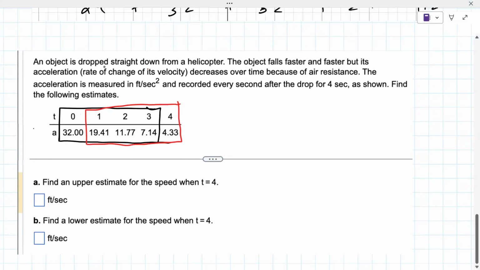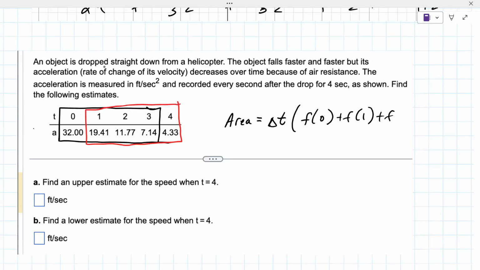Okay, so here's how this works. The area, which is what we're trying to find, is the width, in this case delta t, times the functional output. So like f of 0 plus f of 1 plus f of 2 plus f of 3.